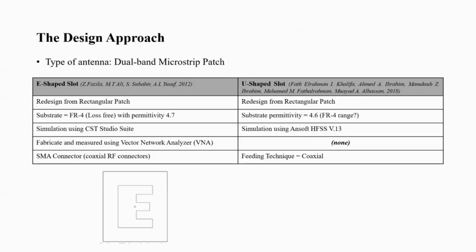Maybe they are using FR4, and for the simulation they are using Ansoft HFSS version 30. So mostly they're designing the microstrip patch antenna using two types of simulation, which are CST Studio and Ansoft HFSS simulation. For the U-shaped slot, the first relevant article I found, they didn't fabricate their antenna. They only simulate the antenna. For the feeding technique, they are also using the coaxial feeding technique. And below here is the design of the E-shaped slot antenna.